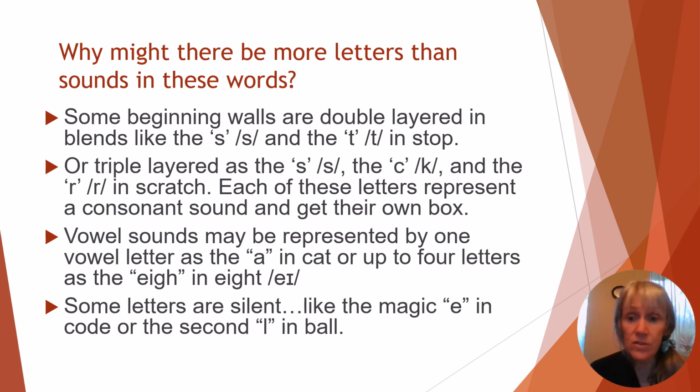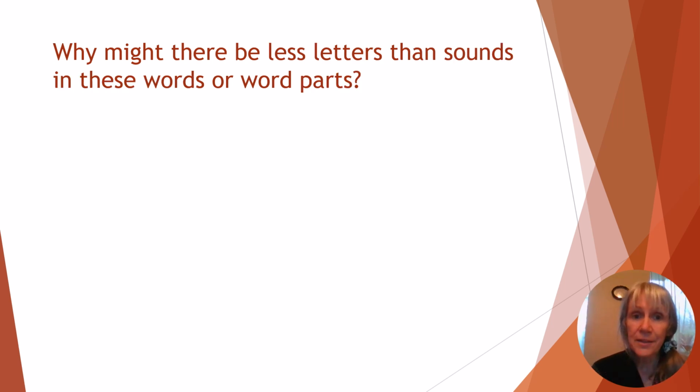Some letters are also silent, like the magic E in "code" or the second I in "vowel". So we see the letter, but we cannot hear it. So it is not a phoneme, and it does not get to be considered a grapheme, nor is it considered to be worthy of a sound box. Why might there be fewer letters than sounds in these words or word parts?